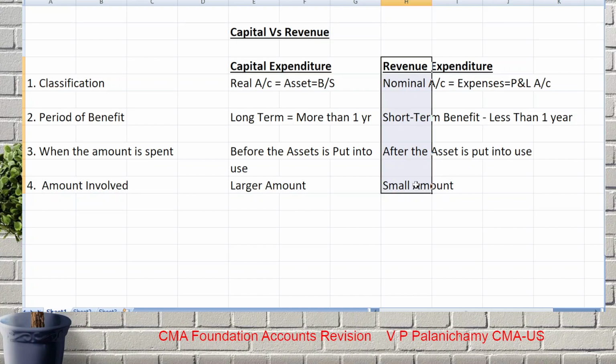For example, you're running a showroom. There is a salesperson. To calculate the bill value, let us assume you are doing manual billing. So to calculate the bill value, you are purchasing a calculator.